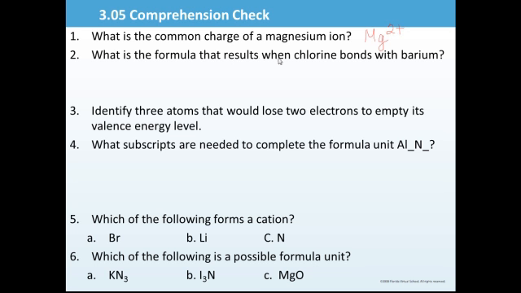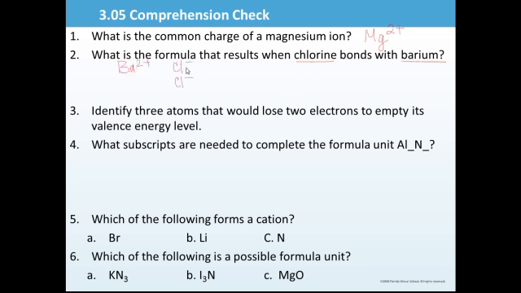What is the formula that results when chlorine bonds with barium? Now we have to look on the periodic table, the common charge periodic table, and see which ion each one forms. Barium has a 2+ charge.